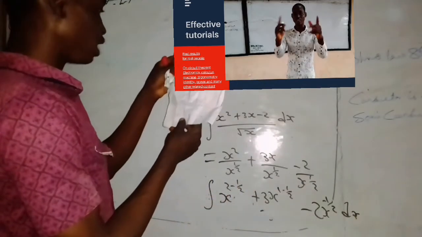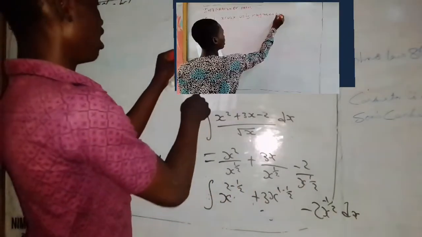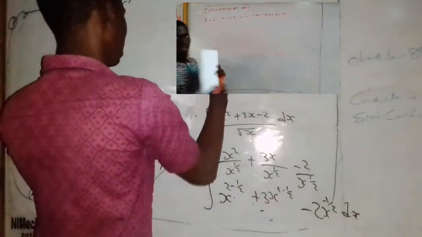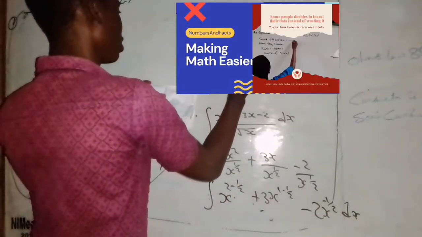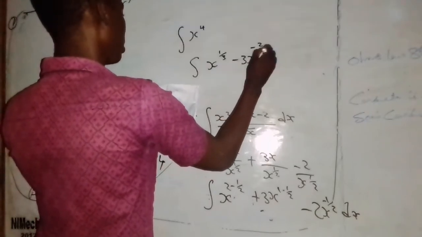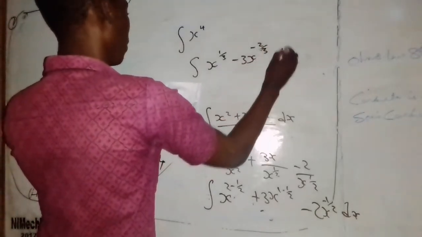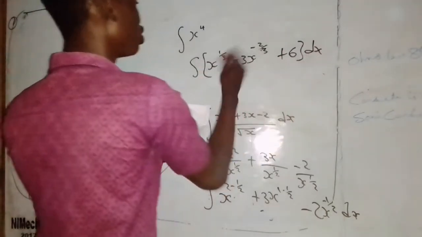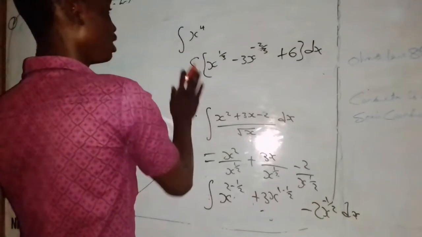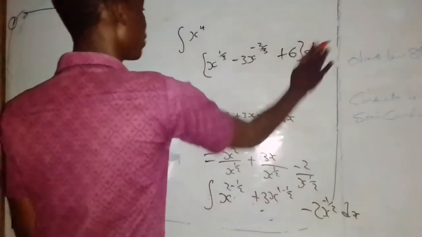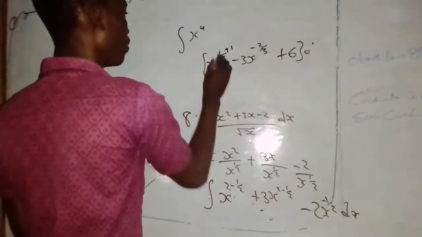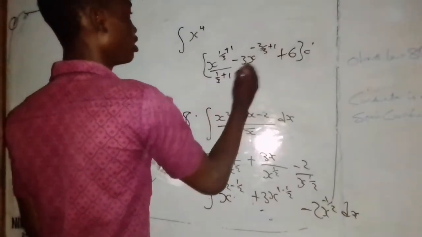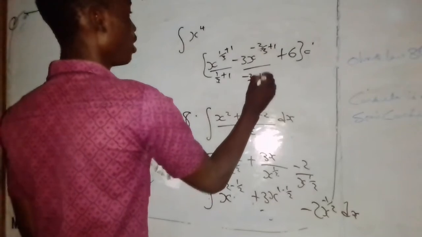Okay, the next question we're looking at here is just finding the integral of s to the power 1 over 3, minus 3s over 3, plus 6, ds. This question is very cheap. Just add 1 to this power, divided by this power, 1 over 3, plus 1. This one too, plus 1, divided by minus 2 over 3, plus 1.